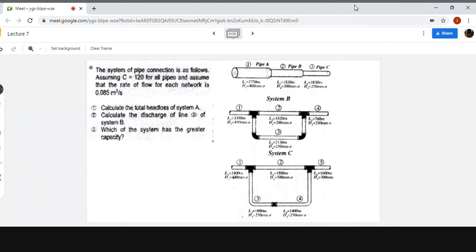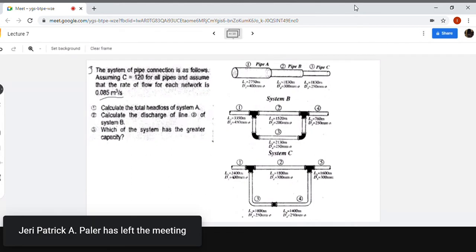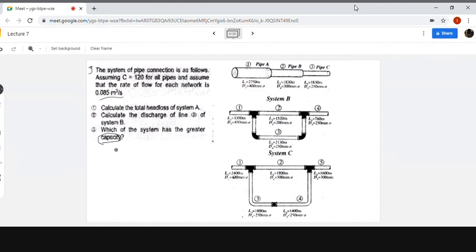Okay, so this one is for the third. The system of pipe connection is shown as follows. Assuming C is equal to 120 for all parts, and assume the rate of flow for each network is as shown. Calculate the head loss of system A, calculate the discharge of line 2 of system B, and which of the systems has the greater capacity. When we talk about capacity, that is the lowest head loss. So, number one.